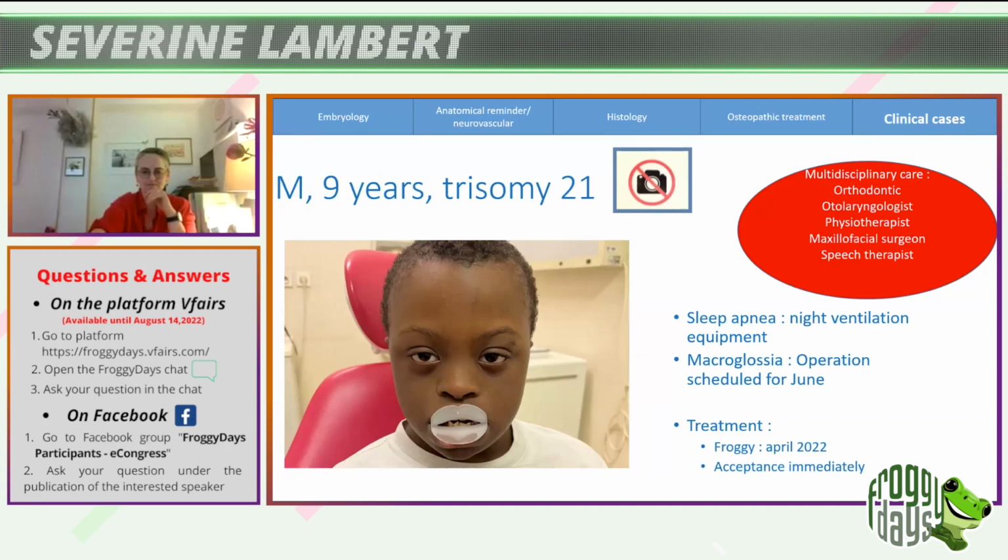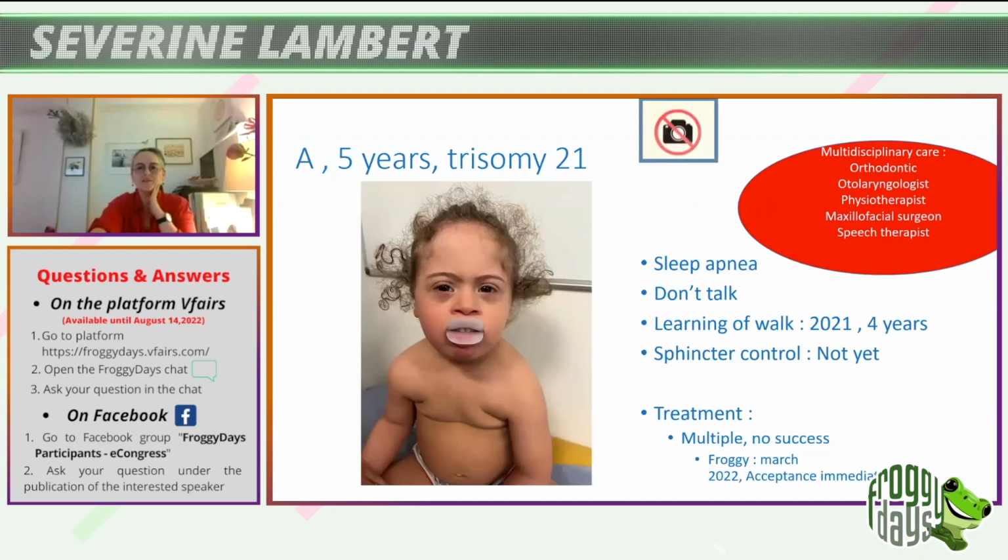So he has sleep apnea, he doesn't talk. He learned to walk when he was 4 years old. He has no sphincter control for the moment. And so it's a very acute case. The treatment was multiple, but we had no problems.